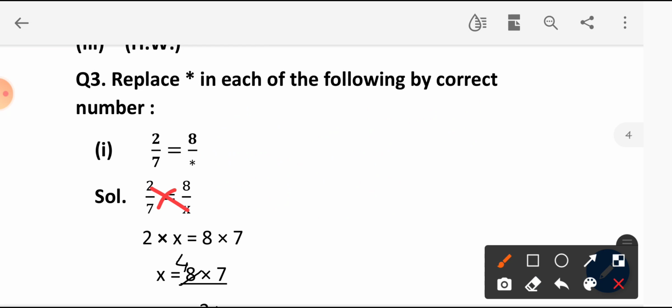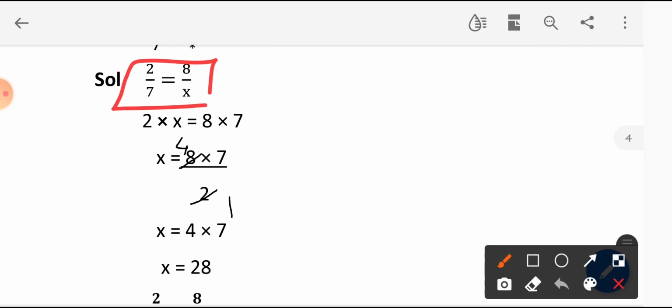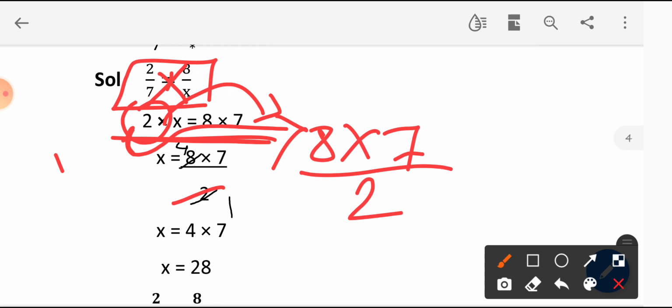So multiply 2 into x and 7 into 8. So 2 into x, 8 multiply 7. And we have used here the property of equivalent fractions. As equal is given, it means 2 by 7 is equal to 8 by x. Here two fractions are equal, that's why we can use that. Now 2 is given in multiplication, so if you move it to the right hand side it will change into divide. So 8 by 7 into 2.